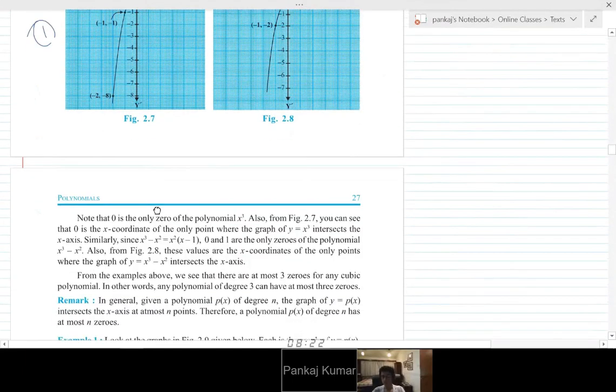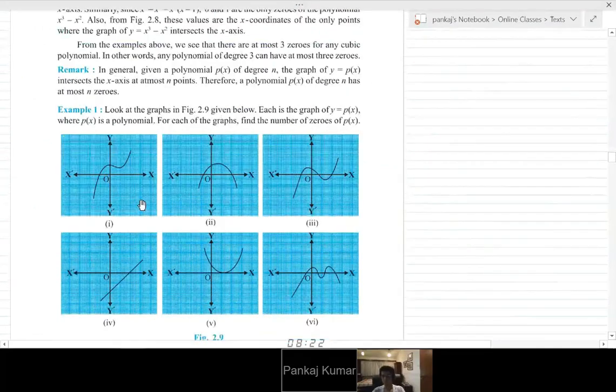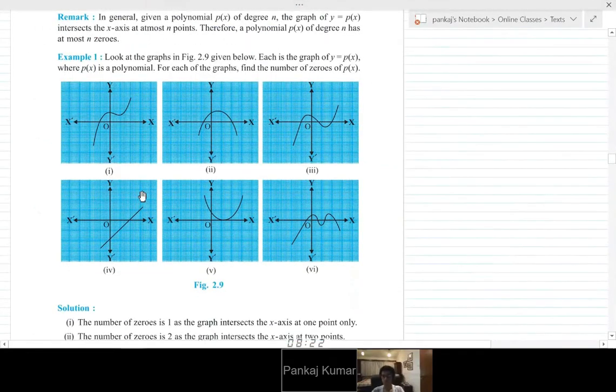So now you can do this exercise in probably one or two minutes. Example: look at the graph and find the number of zeros. First one, 1. Second one, 2. Third one, 3. Fourth one, 1. Fifth one, 1. Sixth one, 4. 1, 2, 3, 4. Very good.